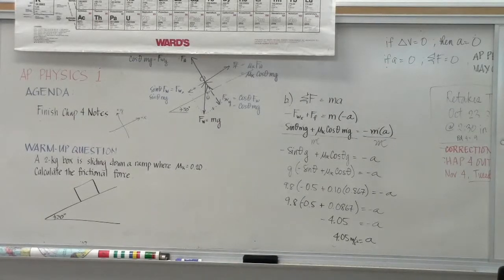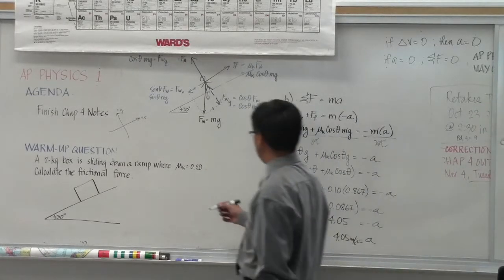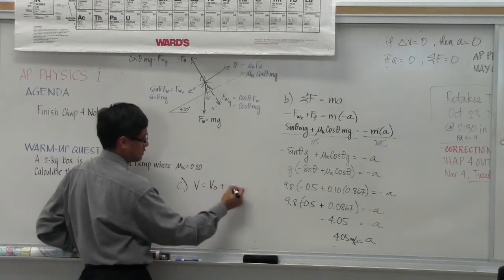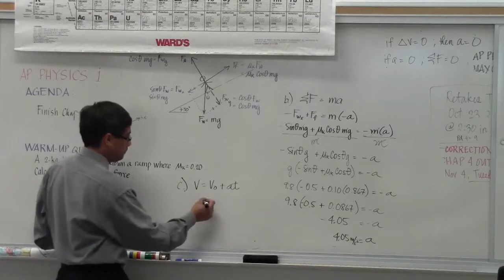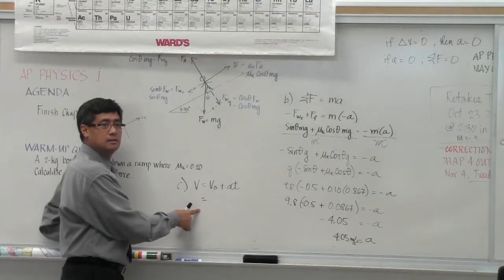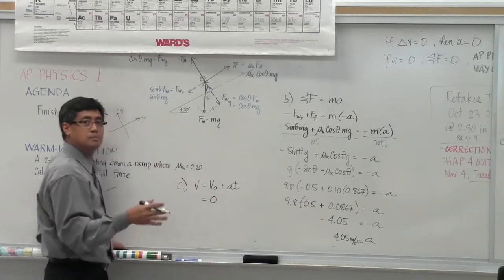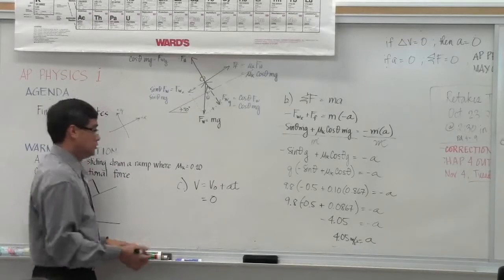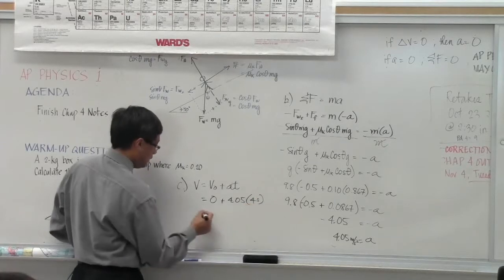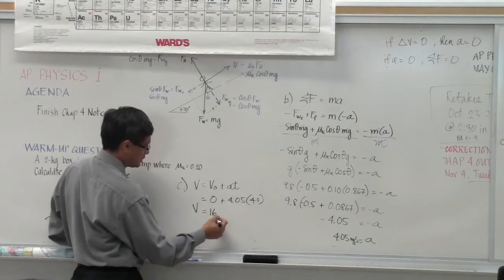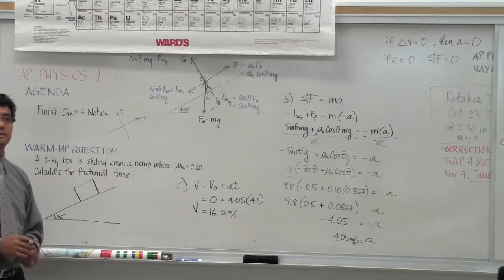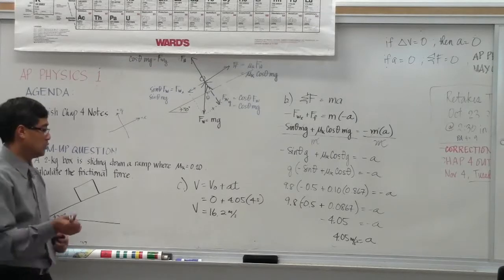speed after 4 seconds. So basically to do C, it will just be final velocity is equal to initial plus the product of acceleration and time. What's the initial velocity? 0, because the problem said she began to descend. So 0 plus 4.05 times 4 seconds. And if I'm not mistaken, I got 16.2 meters per second. Very easy, right? Okay, cool.